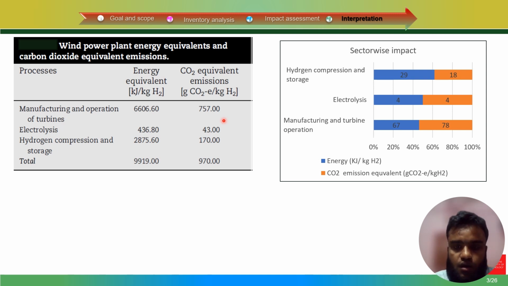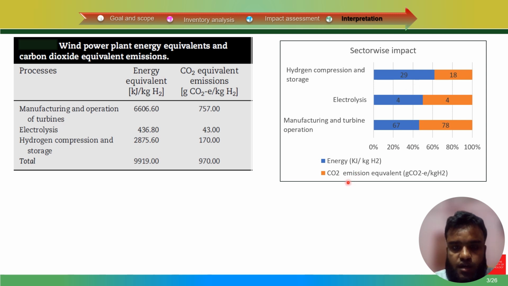Now we do the interpretation of the results. Here you can see in the 3 categories how much energy is consumed. 67% is consumed in the manufacturing of the turbine. So this is 6,606 kilojoule of energy out of 9,919, which is 66.7%. So now in the interpretation of the results, in the discussion, we can say that 67% of our energy is consumed for the manufacturing and operation of the turbine, 4% is required for the electrolysis technique, and compression takes 29%.